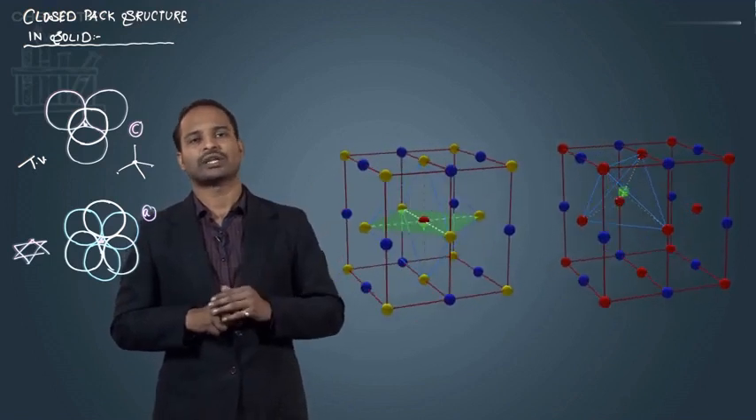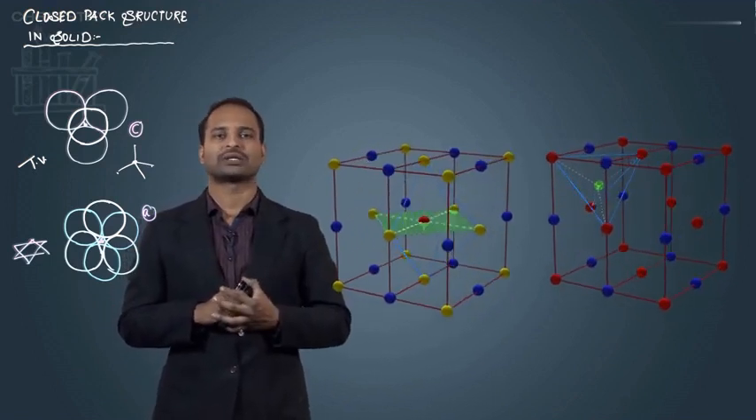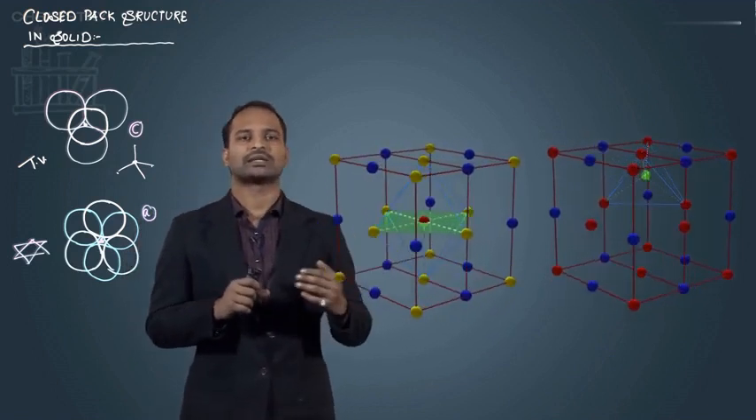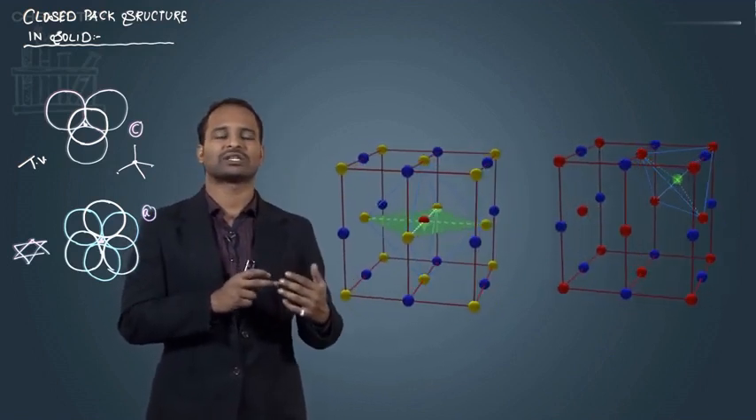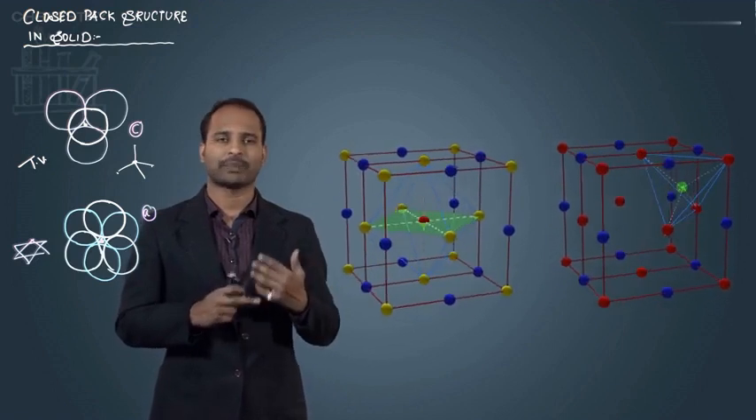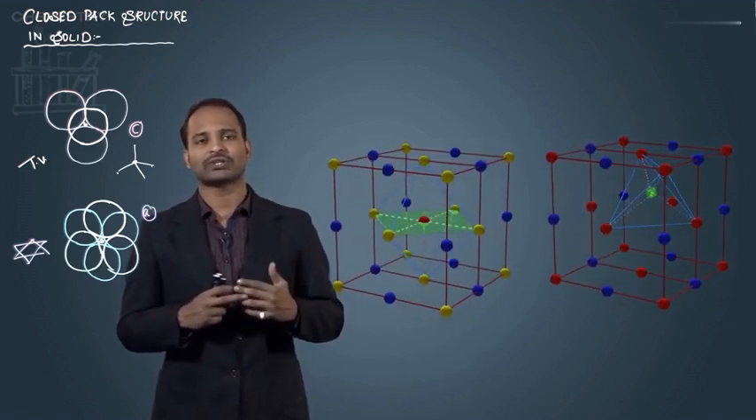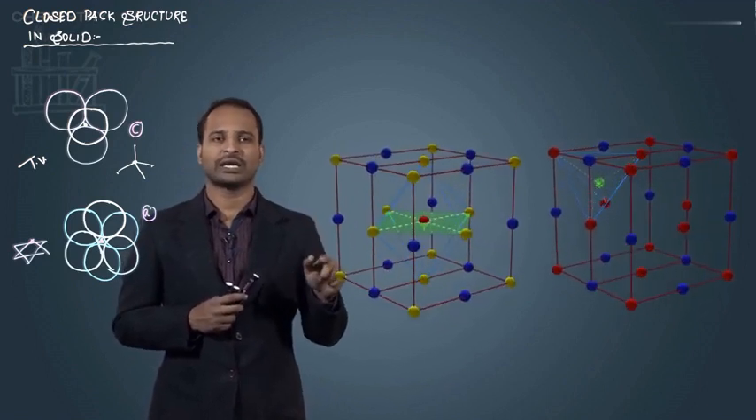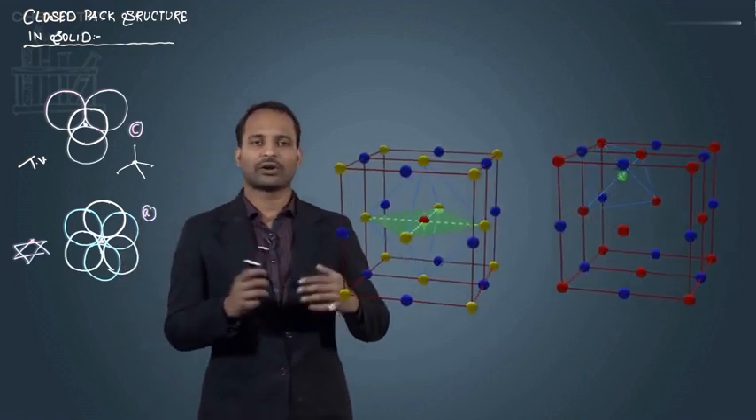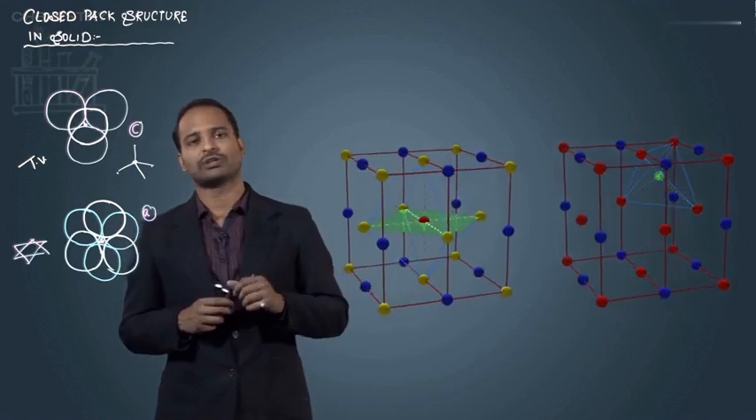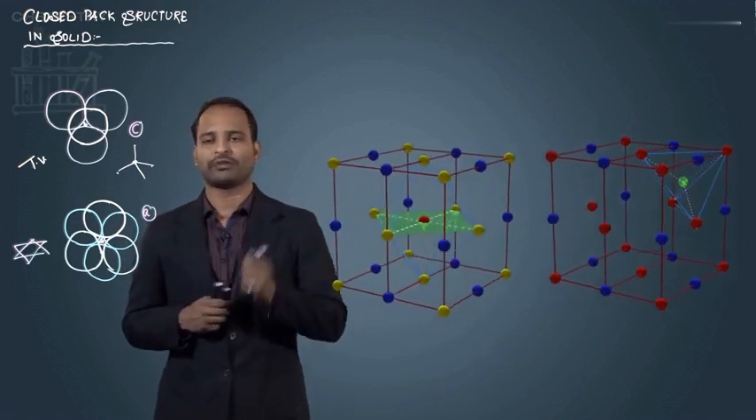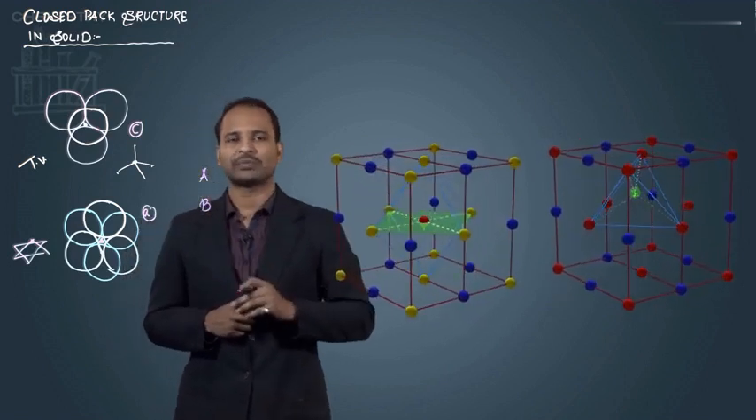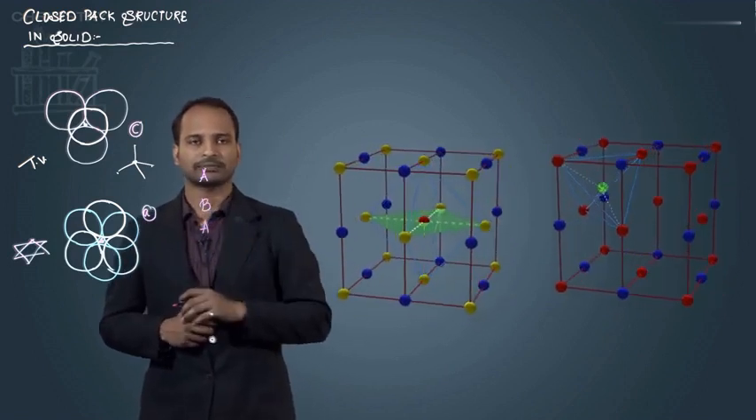So the first layer and the third layer, which we kept on the tetrahedral void, have the same arrangement, and hence since they have the same arrangement, it is called ABA type packing. Now it is a three-dimensional ABA type packing. The first layer arrangement is A. The second layer balls are not exactly above the first layer balls, so the second layer will be called B. First layer is A, second layer is B. The third layer which we kept is again A.